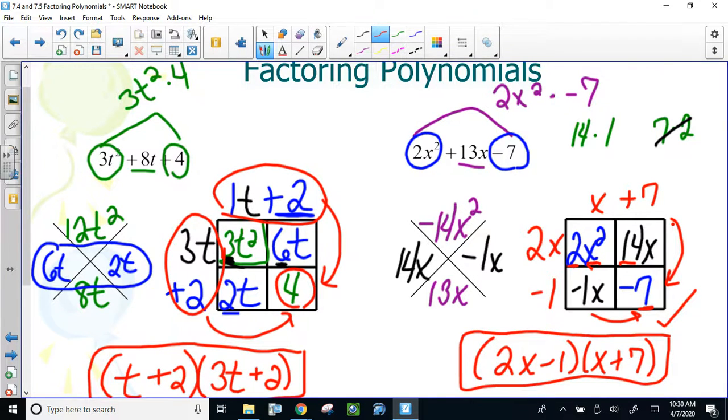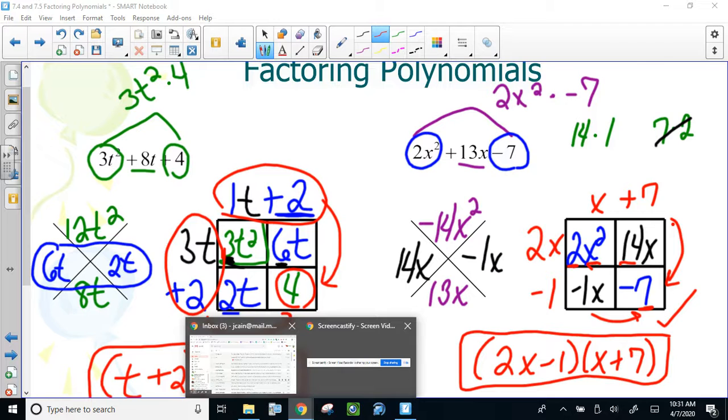So just like we did before, just a couple more factoring problems, kind of checking through how all of these work together. So I'm going to stop the video here and I'll come back in just a second to do a couple more examples with you.